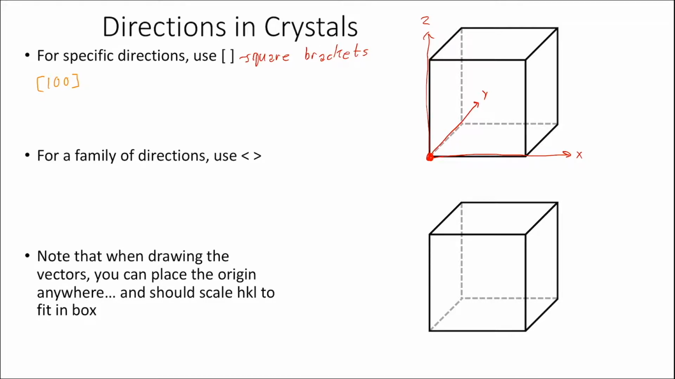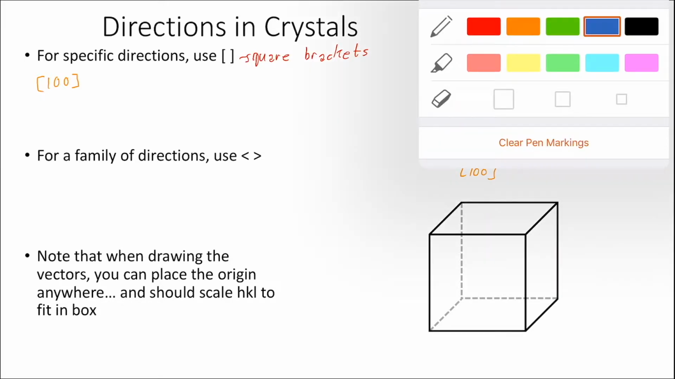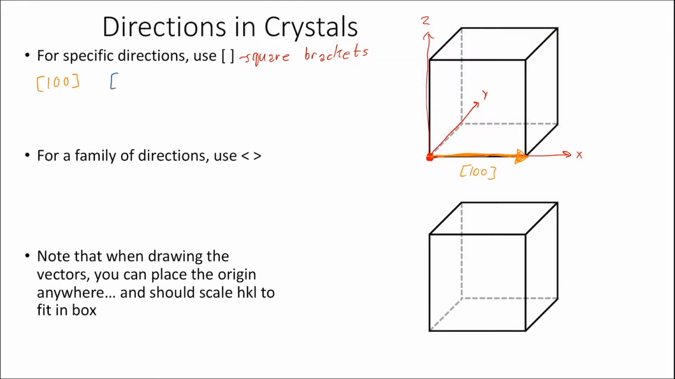I'm going to go one full stop in the x direction, and so I can just draw that vector here. So this is the 1, 0, 0 direction. Let's do another example of the 0, 1, 0 direction. I'm going to go one full stop in the y direction. Here we go, so 0, 1, 0, no problem.